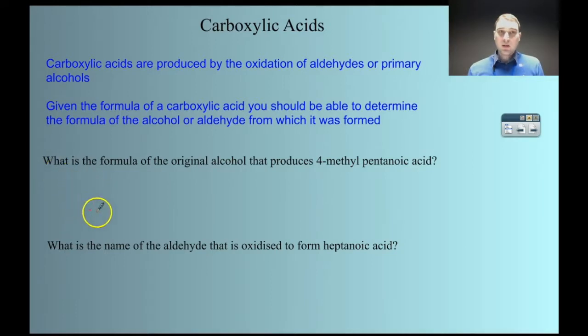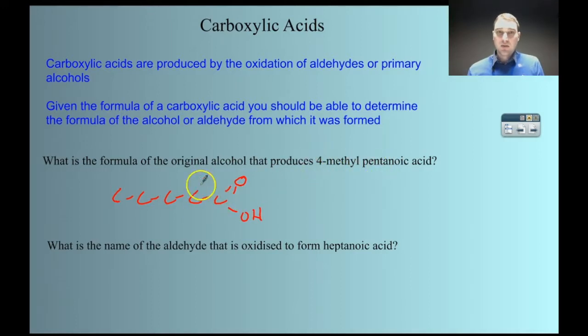So the first question here is, what is the formula of the original alcohol that produces 4-methylpentanoic acid? Let's start by drawing the 4-methylpentanoic acid. So 1, 2, 3, 4, 5 carbons. It's a carboxylic acid, so we need to put in the carboxylic acid group. So C double bond O, OH.